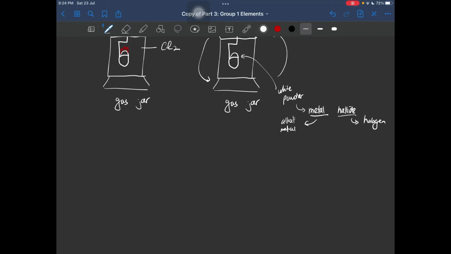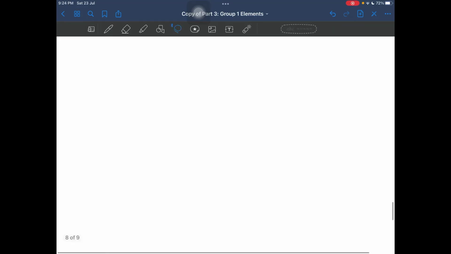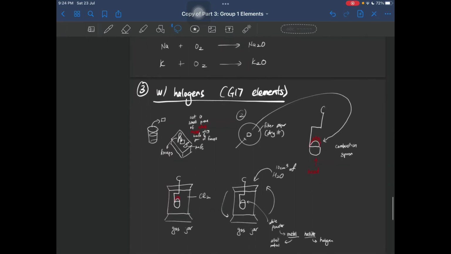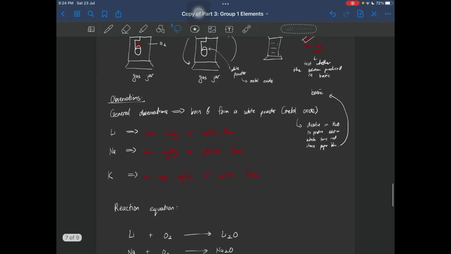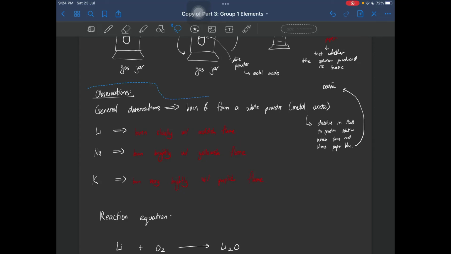Now, how about the observations? Are the observations the same? Well, the answer to that is yes. The observations for the third reaction and the second reaction are the same. So for the observation, we can just copy and paste this observation.